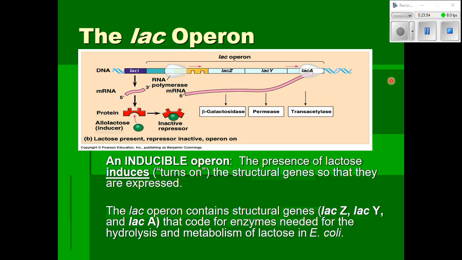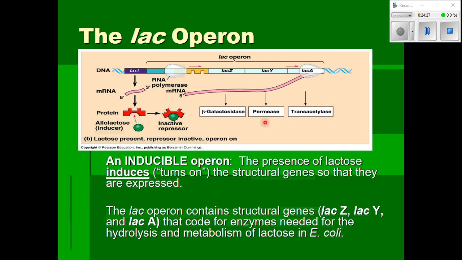So let's look at the lac operon. LAC stands for lactose. E. coli have an operon called the lac operon that's made up of 3 structural genes, and each one of those genes codes for an enzyme, and these enzymes have a related function. That is the hydrolysis and metabolism of lactose.